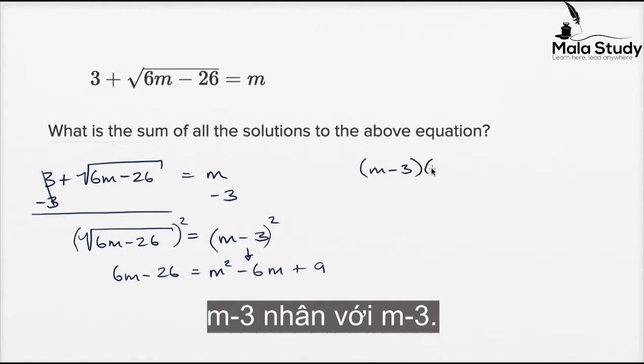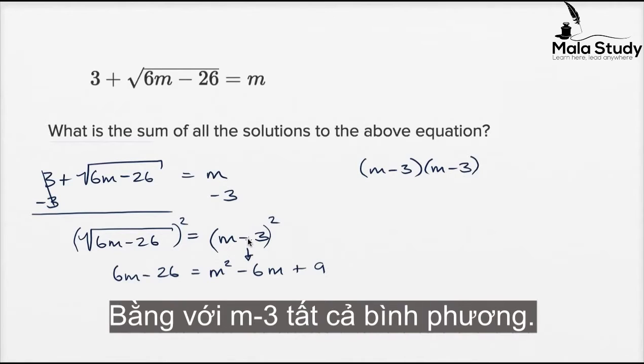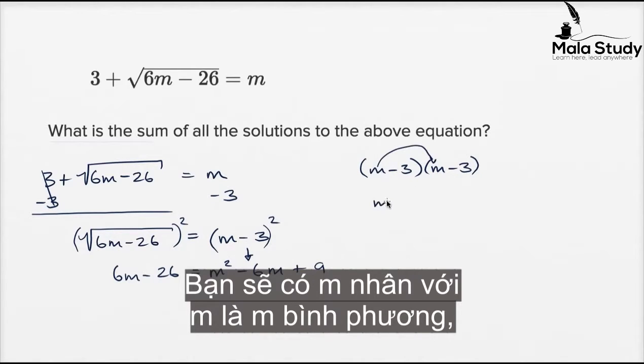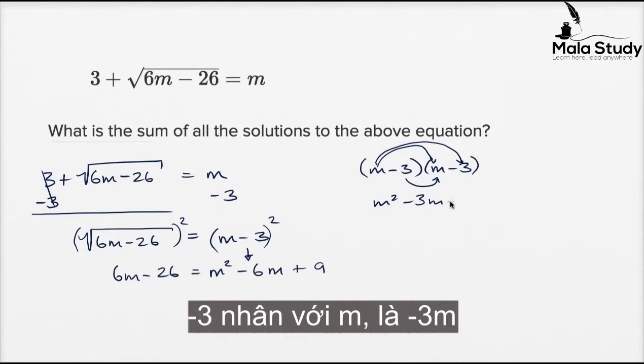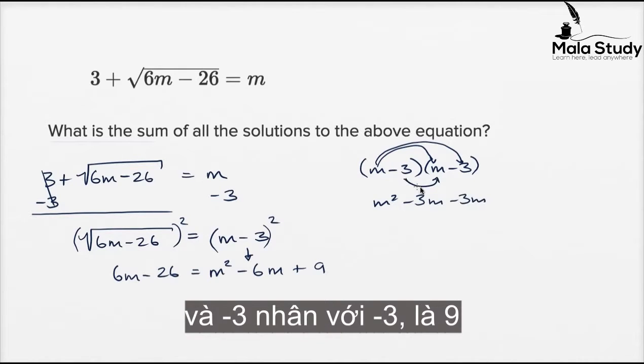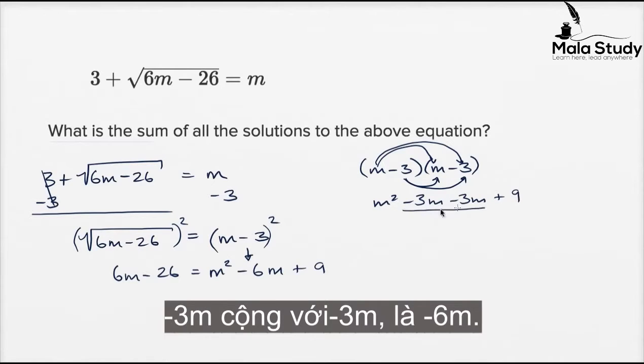M minus 3 times m minus 3, that's the same thing as m minus 3 squared. You'll have m times m, which is m squared, m times negative 3, which is negative 3m, negative 3 times m, which is negative 3m, and then negative 3 times negative 3, which is positive 9. And the negative 3m plus the negative 3m, that is negative 6m.